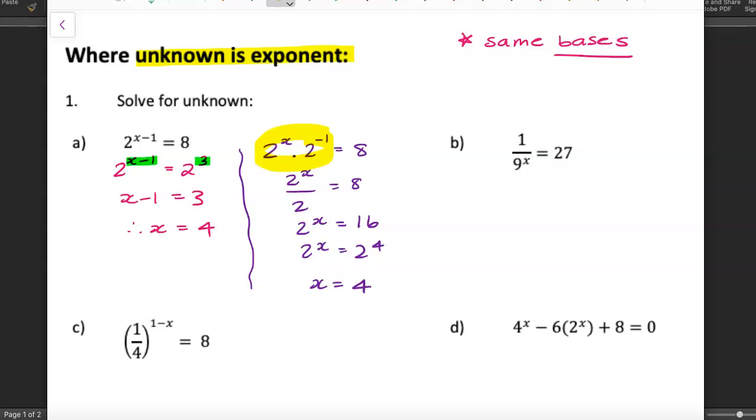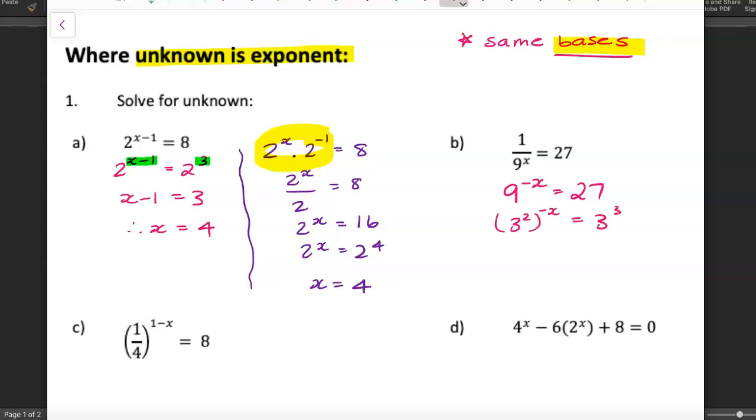So let's consider part B. I'm going to try and make the bases be the same. I can see a 9 and a 27 involved. I'm going to rewrite these as a base of 3. But before that, I don't really like dealing with a fraction setup. So first of all, I'm going to rewrite the term on the left as 9 to the power of negative x equals 27, just so I'm dealing with everything as a numerator. I'm going to change 9 to 3 squared, and 27 is 3 to the power of 3.